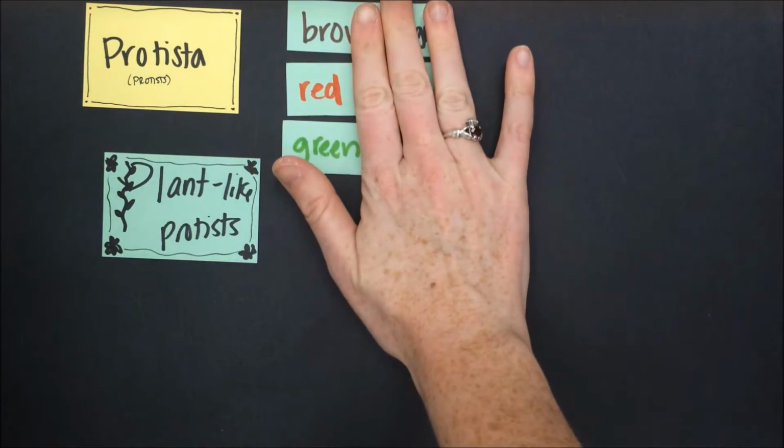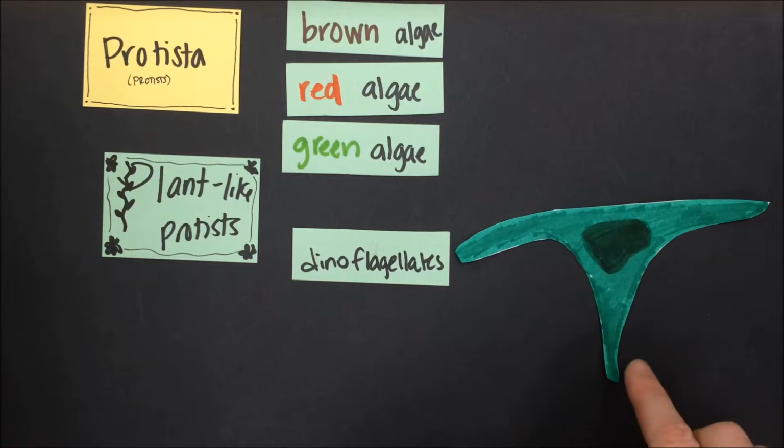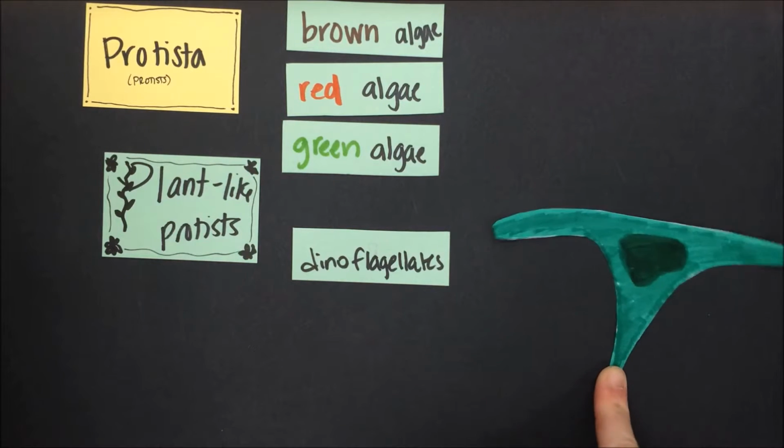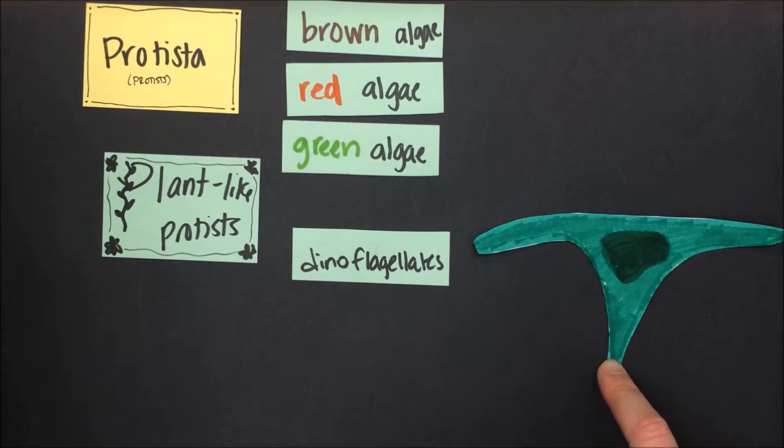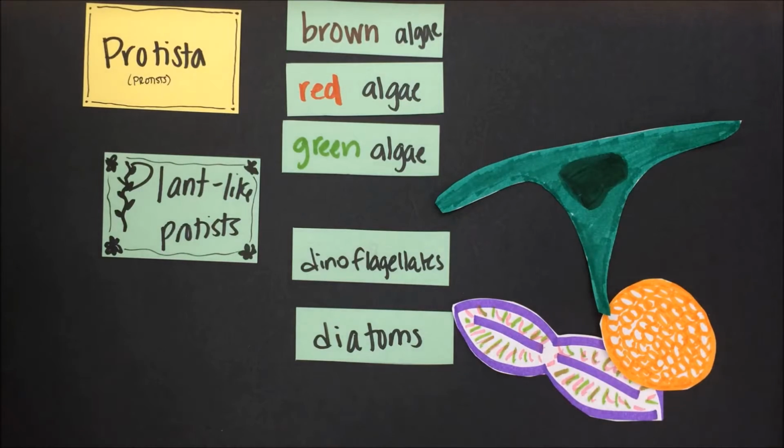In addition to our 3 colors of algae, we also have dinoflagellates, photosynthetic organisms that often have 2 flagella that help them move, and are the organisms on which we can blame red tides. Diatoms, beautifully complex, single-celled organisms that have cell walls made of cellulose and silica, which is the same chemical as glass. If you've ever walked on sand barefoot, you have walked across diatom shells.